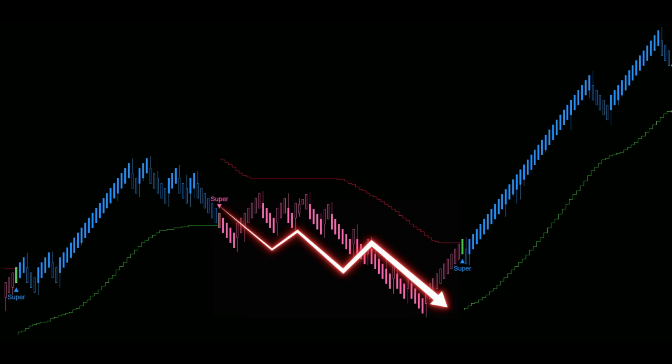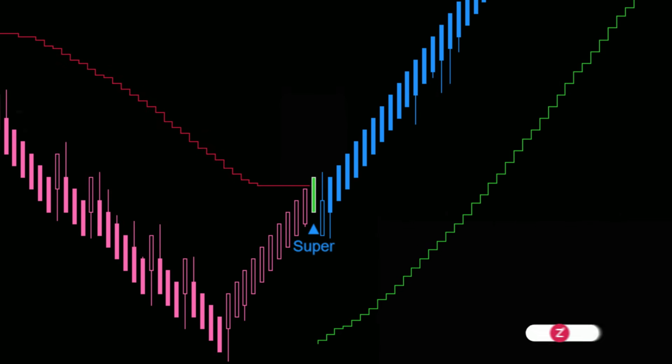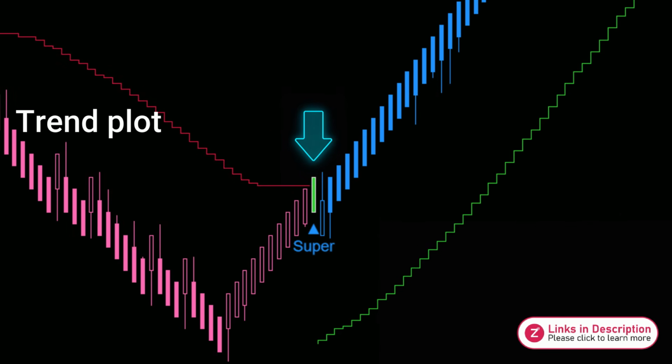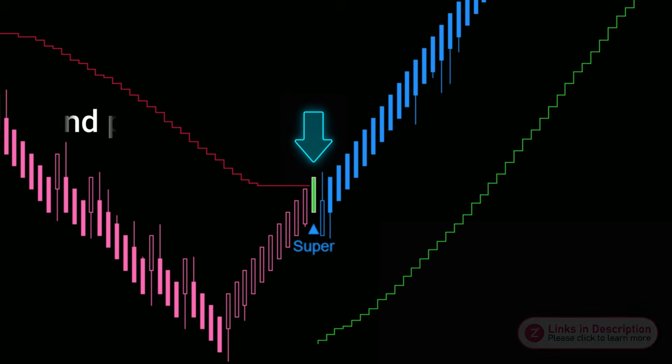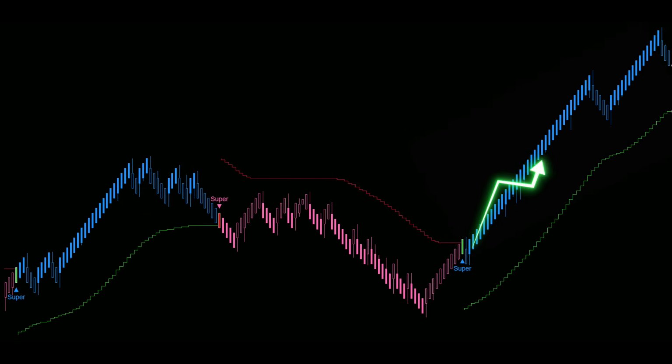Conversely, when the trend plot is moving downward, the market is in a downtrend. If price closes above the trend plot, the indicator suggests that a new uptrend may be forming. Using this logic, we can clearly determine the current market trend, which serves as a foundation for building the rest of the strategy. Next, we move on to step 2, identifying zone.